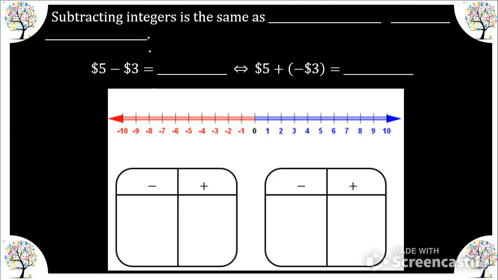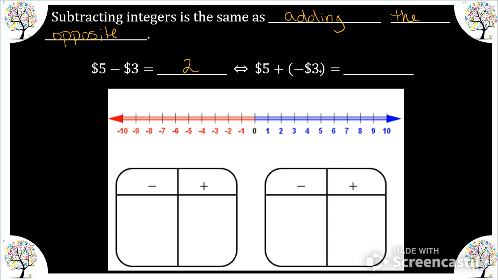The idea of subtracting integers is the same as adding the opposite. And let's explain what that means. So subtracting integers is the same as adding the opposite. Here we have 5 minus 3. So if we have $5 and we take away 3, we know we have 2 left. This has the same meaning as 5 plus negative 3.